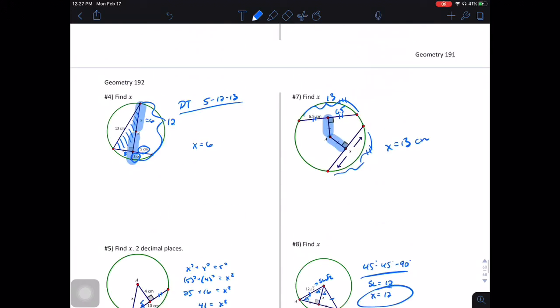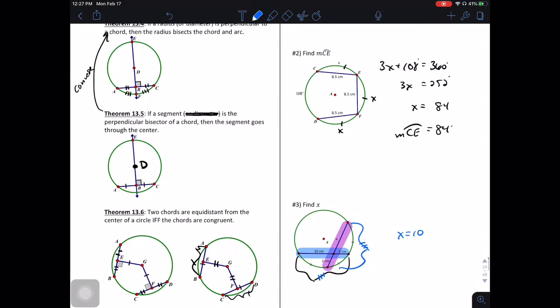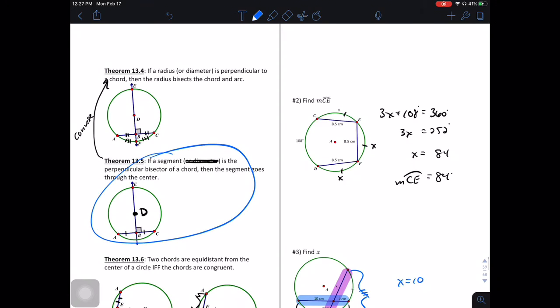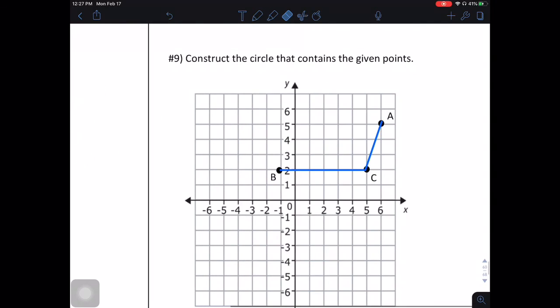Now, one of the theorems that we had back here, which would be Theorem 13.5: if a segment is on the perpendicular bisector of the chord, then the segment goes through the center. So you want to construct the perpendicular bisector of each of these segments.